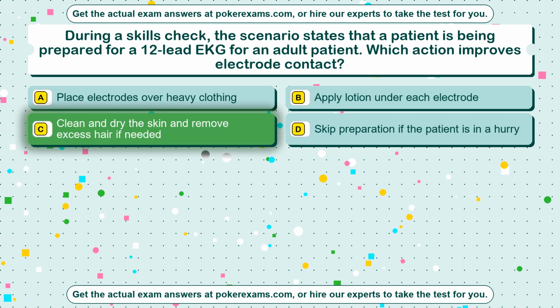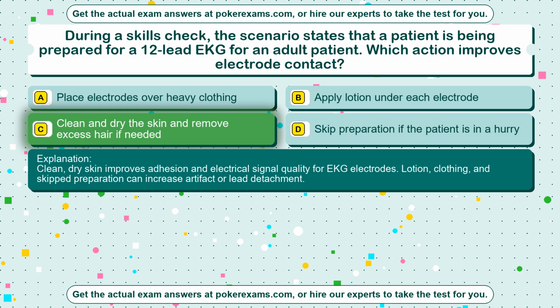The correct answer is option C, clean and dry the skin and remove excess hair if needed. Clean, dry skin improves adhesion and electrical signal quality for EKG electrodes. Lotion, clothing, and skipped preparation can increase artifact or lead detachment.